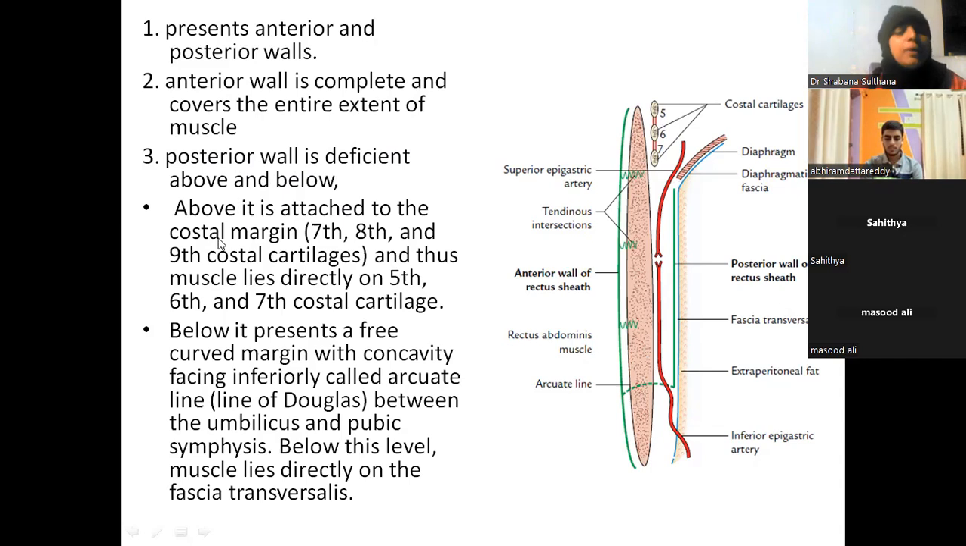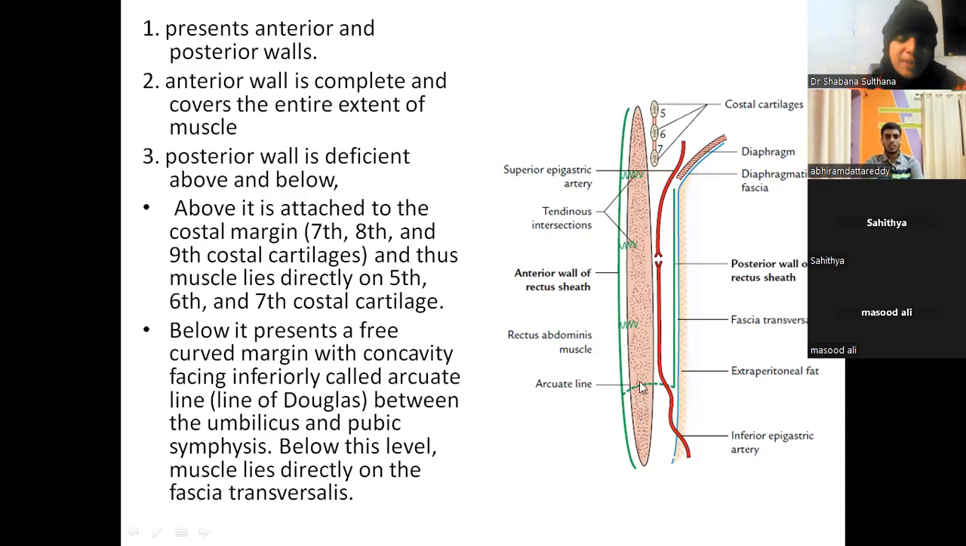Then this rectus sheath, above, is attached to the costal margins of the 7th, 8th and 9th costal cartilages. Hence you will see the muscle is directly getting inserted on the 5th, 6th and 7th costal cartilages. Then this rectus sheath presents a free curved margin which shows its concavity inferiorly. The posterior wall of the rectus sheath inferiorly shows a concave margin, which is called the arcuate line.